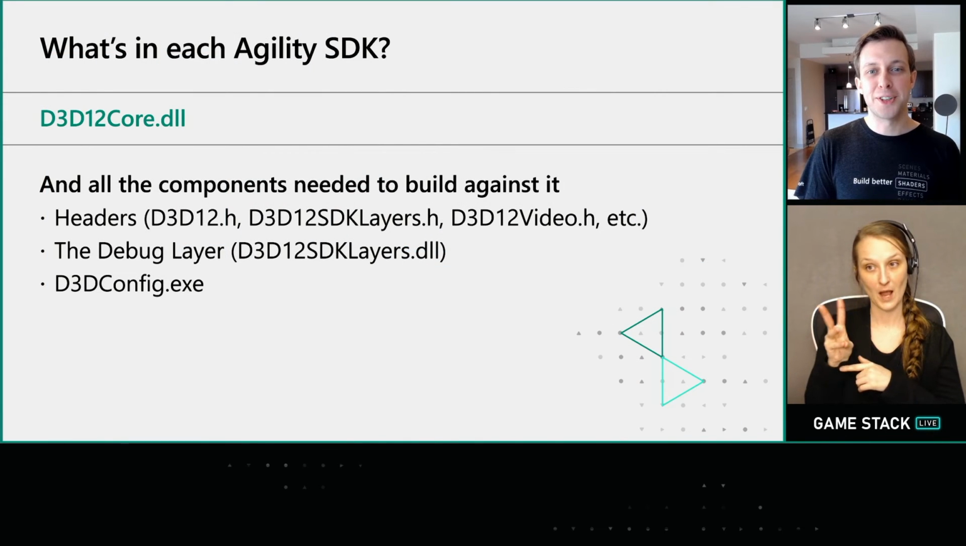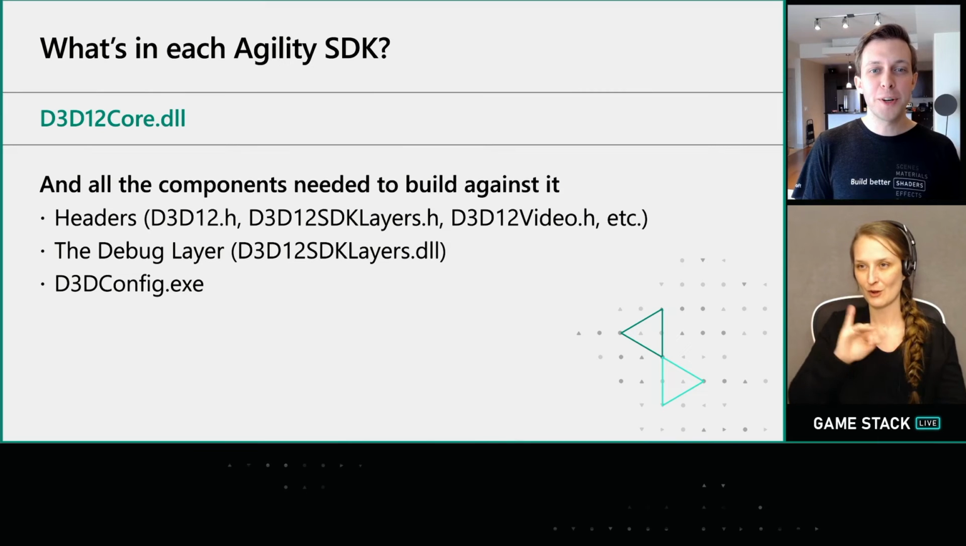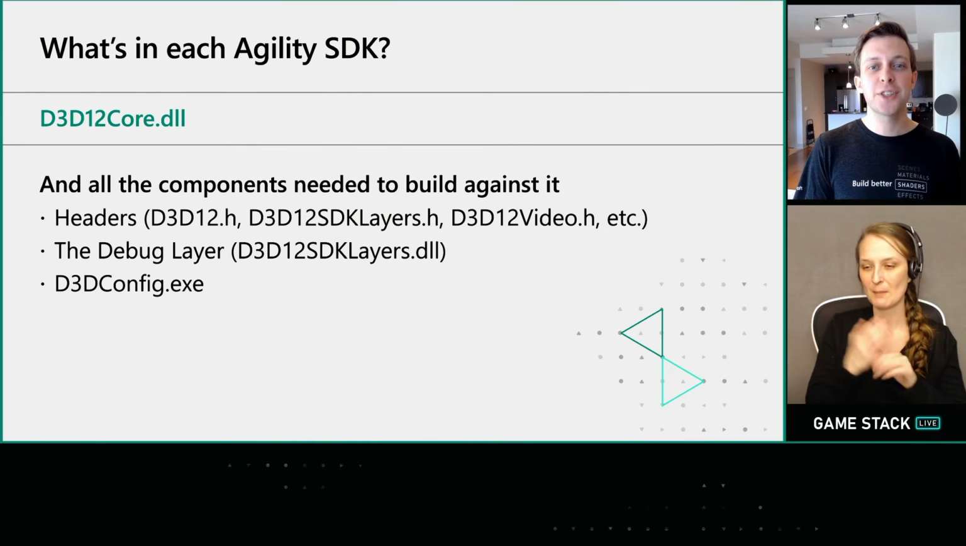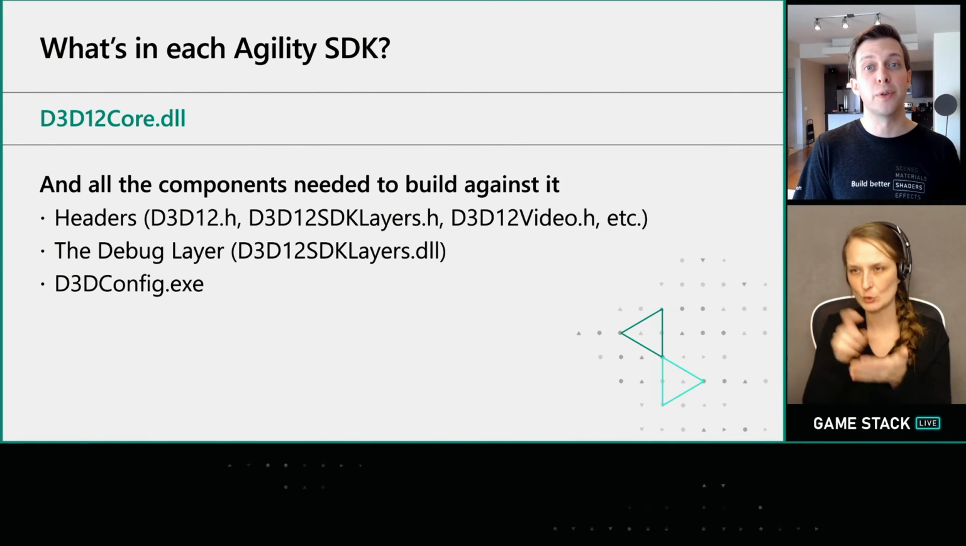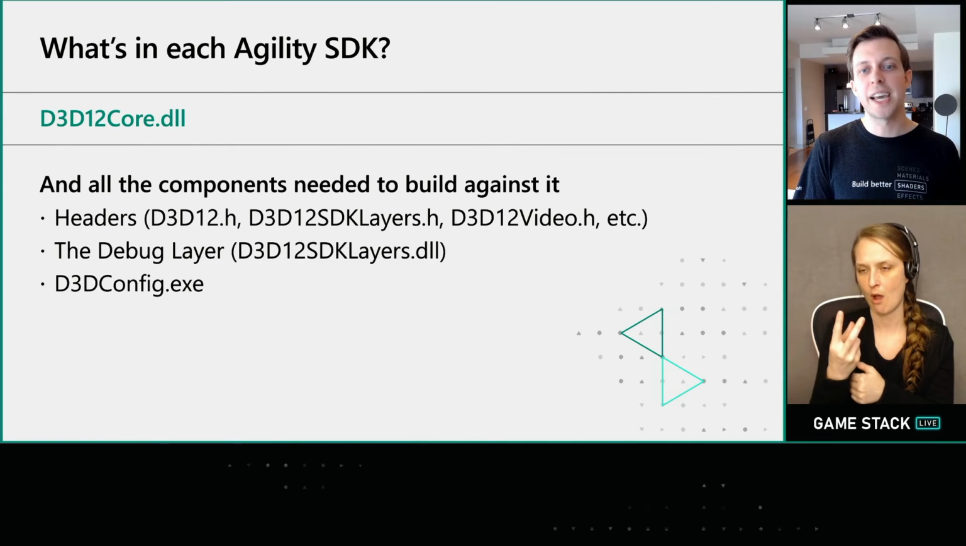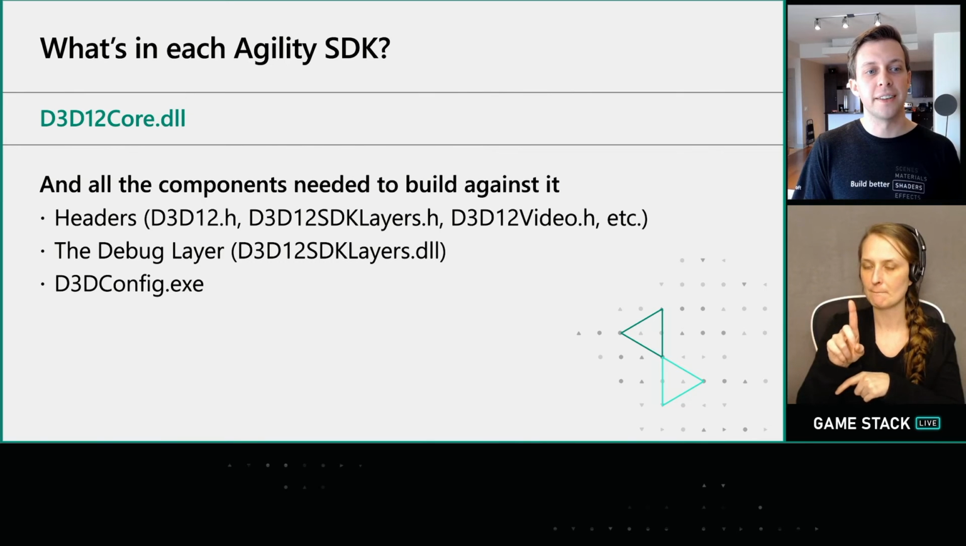Wow, great demo, Jacques. Before we talk about the code change you want to make, let's quickly talk about the contents of each Agility SDK. Each SDK contains the D3D12 core that a developer will include app local with their app, as well as the components needed for devs to build against the included D3D12 core. These are the API headers for the runtime, the debug layer, and D3D config.